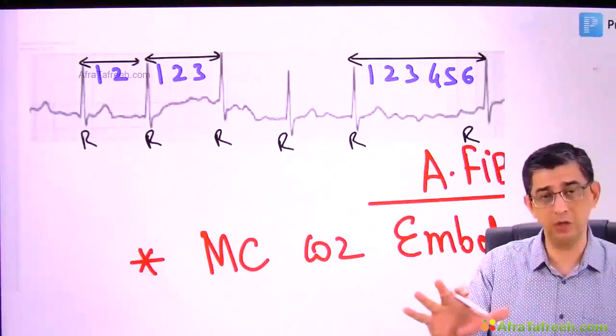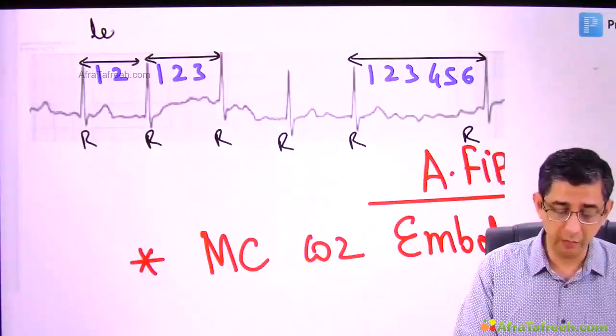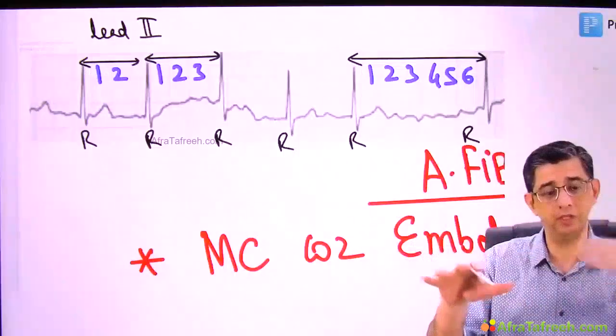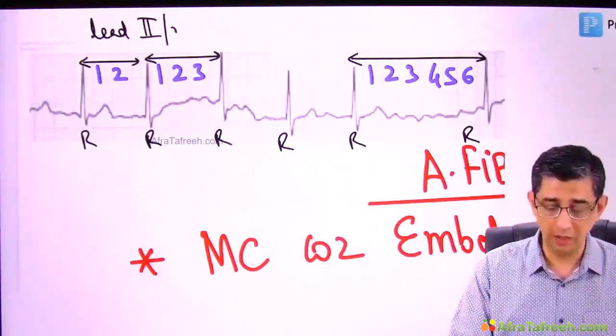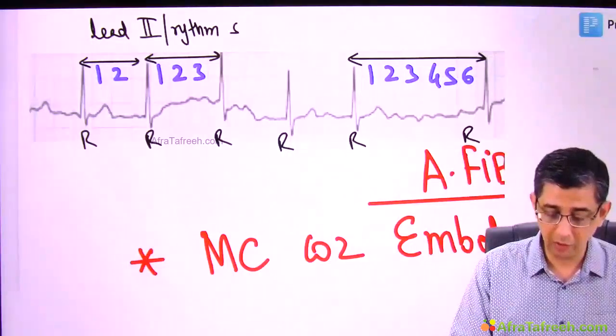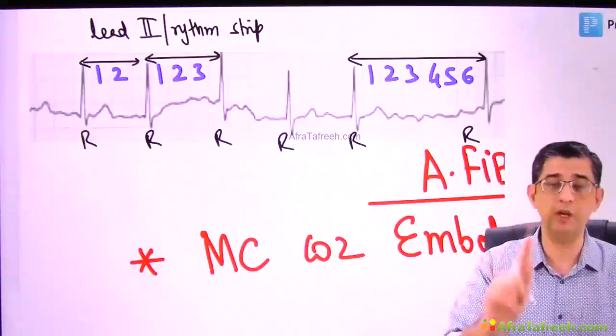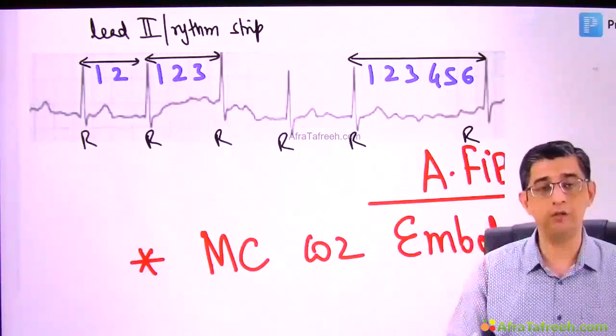Whatever be the history given in the question, if in lead number 2, which is the rhythm strip given right at the bottom, they'll give you a 12 lead ECG in the exam, right at the bottom will be lead 2. In lead number 2, if you ever get an irregular RR interval, it is a confirmed MCQ of either atrial fibrillation or multifocal atrial tachycardia.